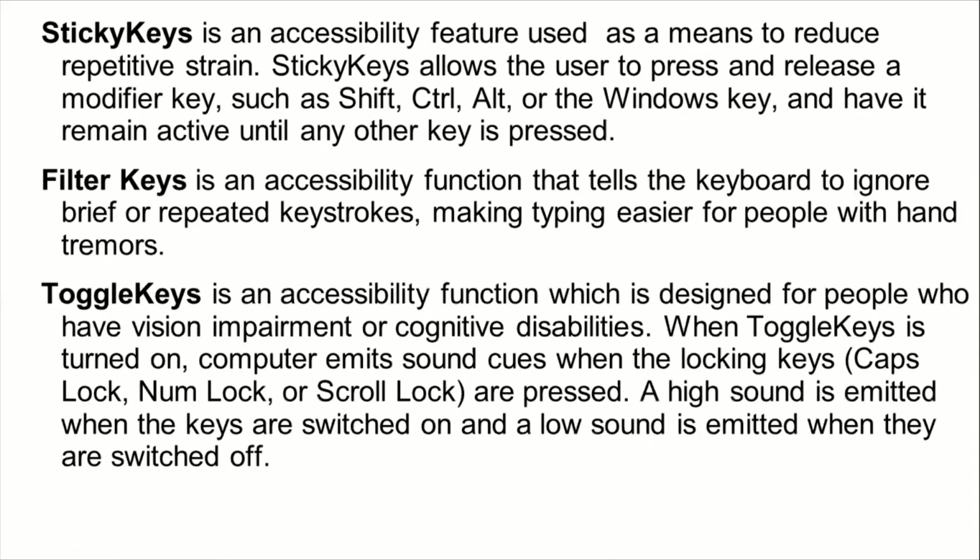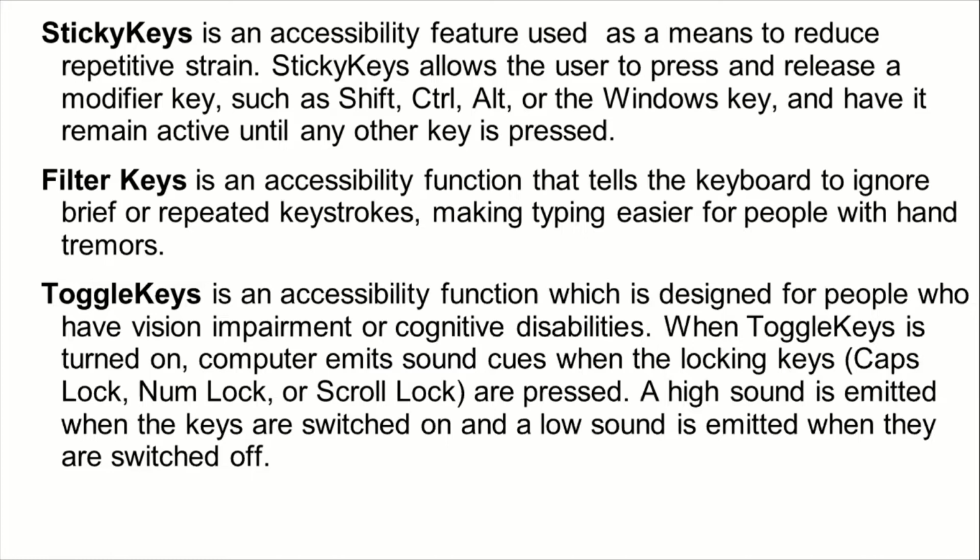Toggle key. So toggle keys are those which work like on and off, like caps lock or num lock. It's an accessibility function which is designed for people who have vision impairment or cognitive disabilities. When toggle key is turned on, computer emits sound when the locking keys caps lock, num lock or scroll lock are pressed. A high sound is emitted when the keys are switched on, and a low sound is emitted when the keys are switched off.